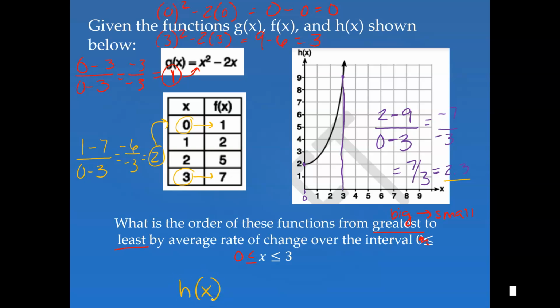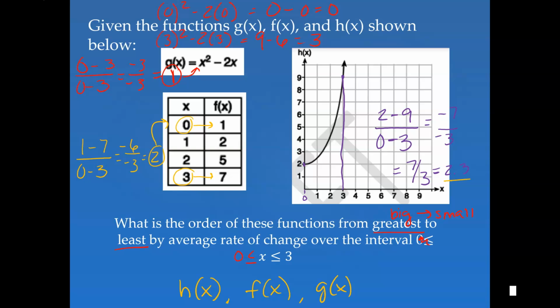And then after h of x, who is the next biggest? It's going to be the 2. So f of x is next. And then after f of x, it's going to be our g of x. All right? And that's really what you got to do. And you just put commas between them.